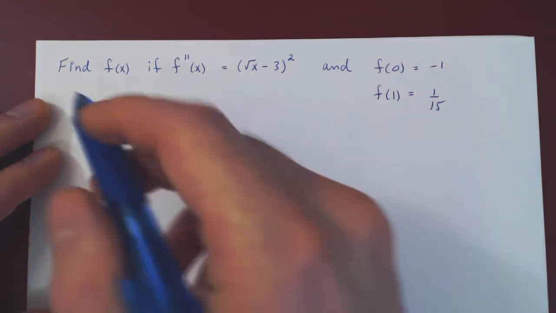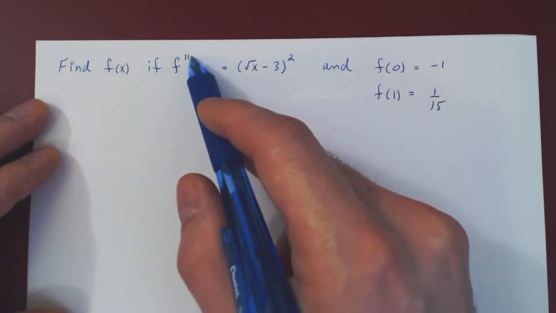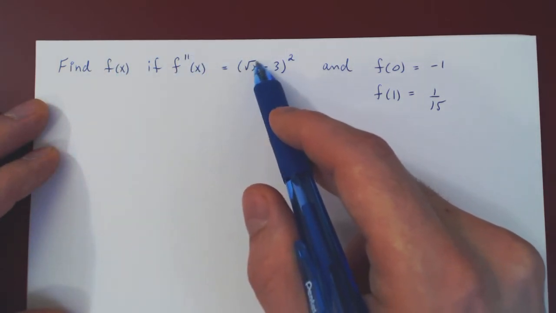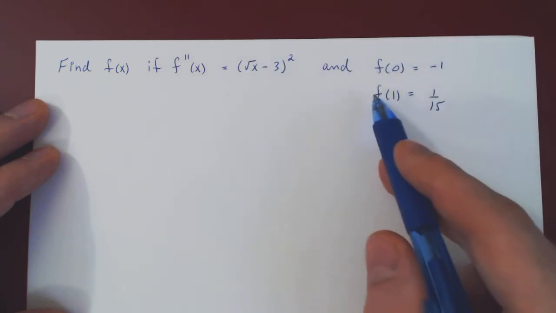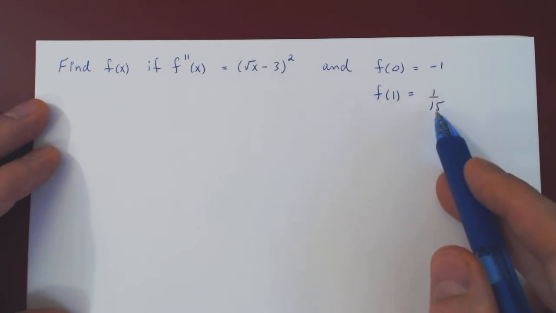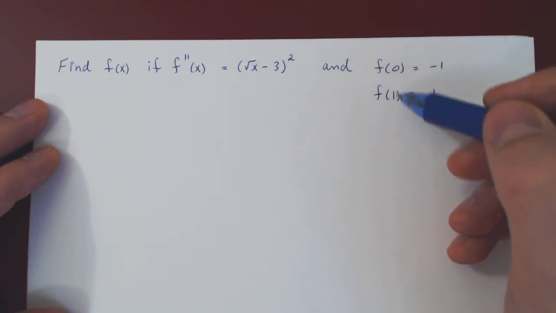Okay, so in this video, we want to find the function f of x if its second derivative is equal to the root of x minus 3 all squared, and f of 0 equals negative 1, and f of 1 equals 1 over 15. And you may ask, well, why do we need here two initial conditions?